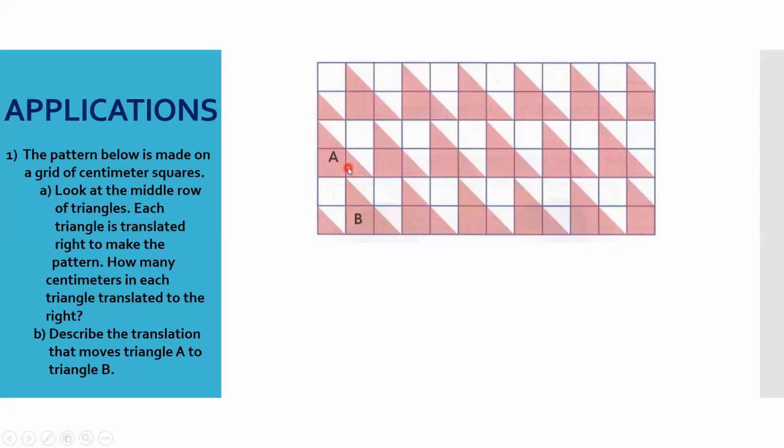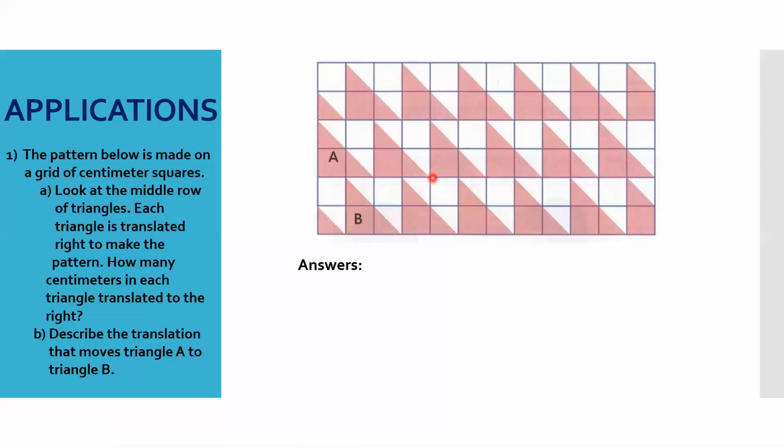So how many centimeters in each triangle translated to the right? If you need to get this particular triangle here, this triangle needs to translate 2 centimeters square. Then only this triangle will be coming here. So the answer for the first question, the A part, is: this particular triangle A needs to be translated 2 centimeters to this side. Then you can see this translated triangle over here.